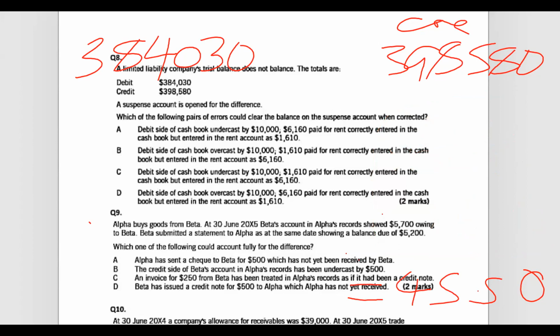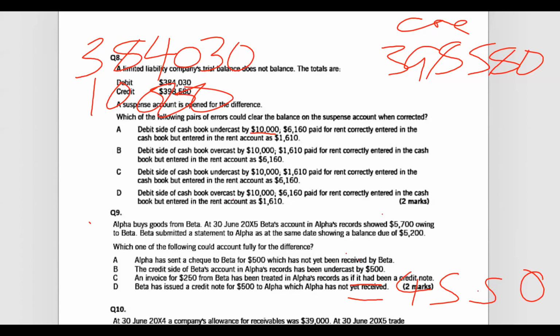So we are saying that now the cash book has been under what? Undercast. Meaning, what does it mean to be undercast? Anyone? We need to participate. It's less. It has been paid less. Yes, underpaid. 10,000. It has been underpaid. So the debit side, you add the 10,000, right? You're correcting the error.